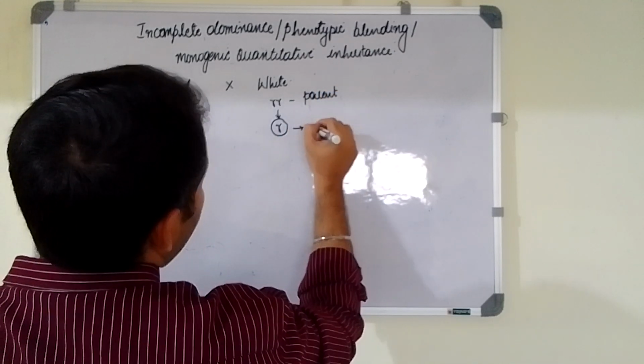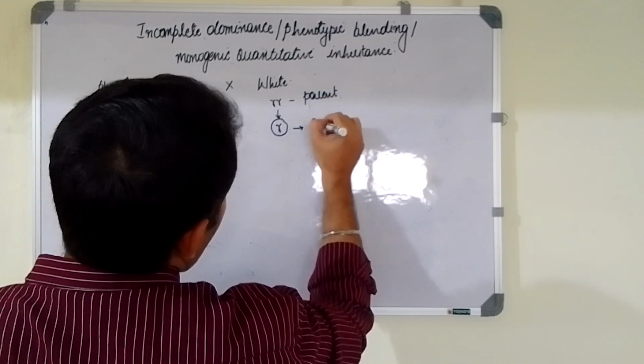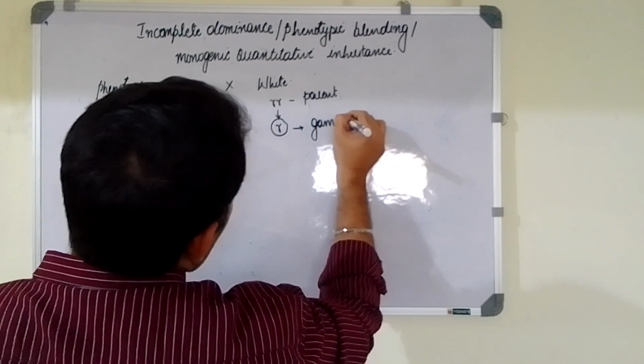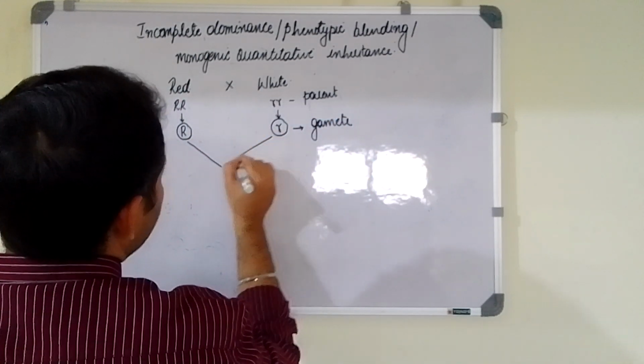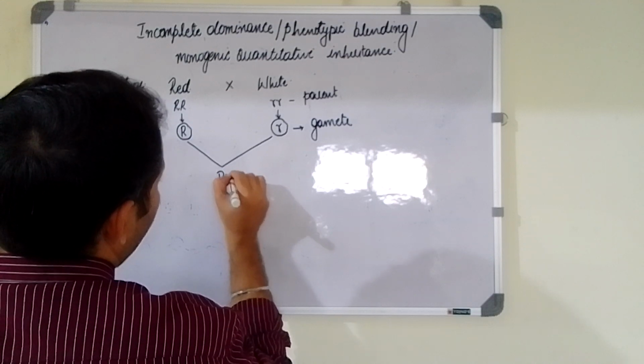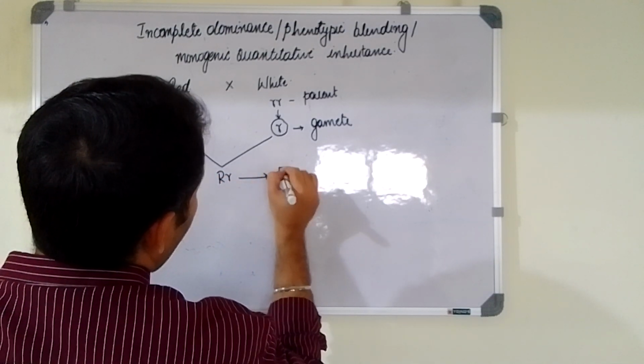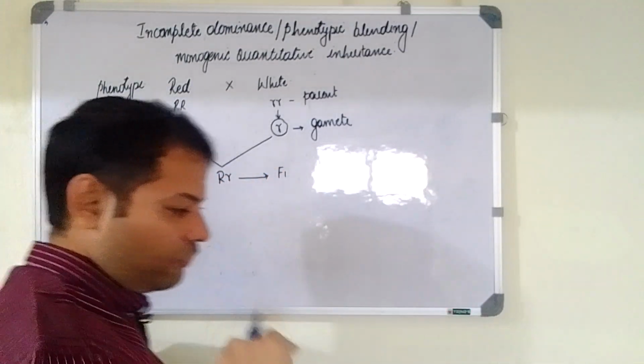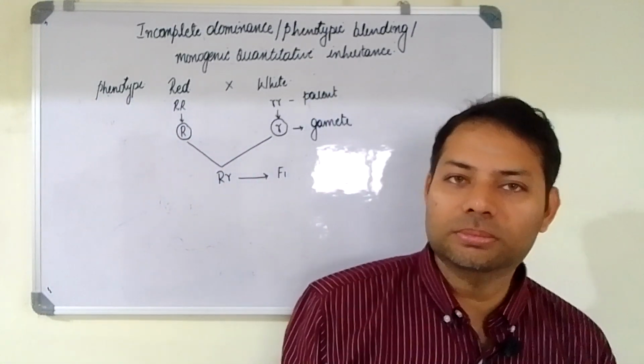This is your what generation? Sorry, this is your gametes. And fusion of the gametes will result in the formation of the F1 hybrid, capital R, small r, F1. Now, from here understand it very carefully.